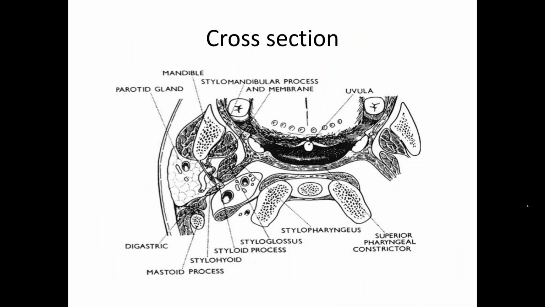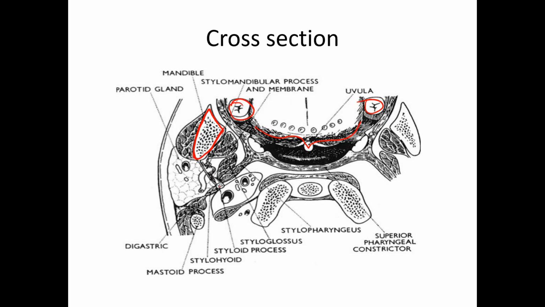So as you could see here, this is a cross section. Try to understand: what are all the structures that are there? This is the uvula. They have made it as a uvula, and then this is the jaw with teeth, and this is the mandible. The mandible is there like this.